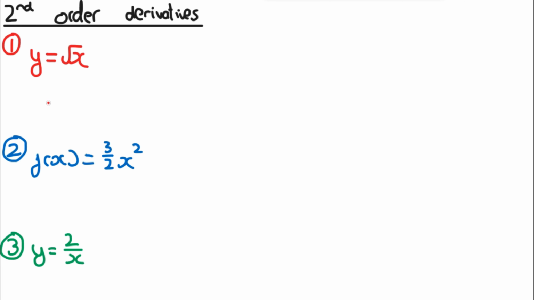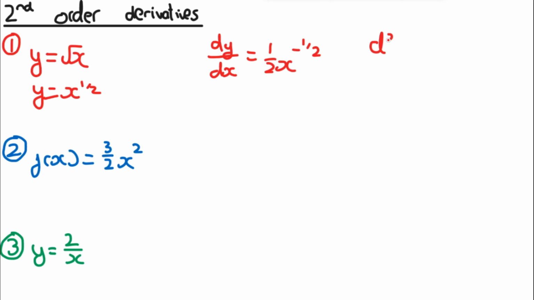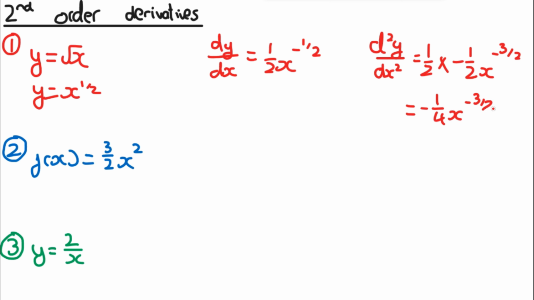It's just more differentiation. So here's a few examples. So y is equal to root x, which we can of course write as y is equal to x to the half. So dy over dx is going to be equal to a half x to the power of minus a half. So therefore, the second derivative, d squared y over dx squared, is going to be equal to a half times, and then this differentiated, which is going to be minus a half x to the power of minus 3 over 2, which if you simplify is equal to minus a quarter x to the power of minus 3 over 2.